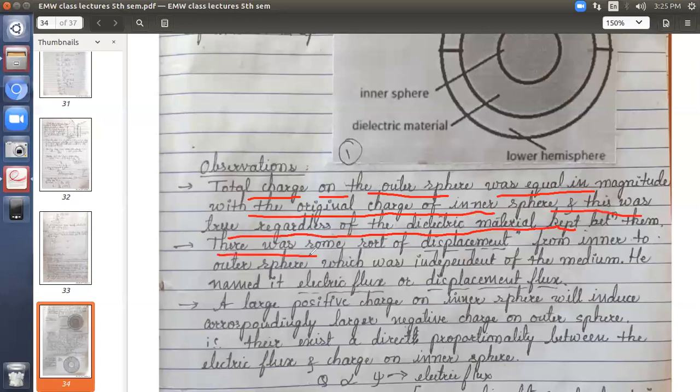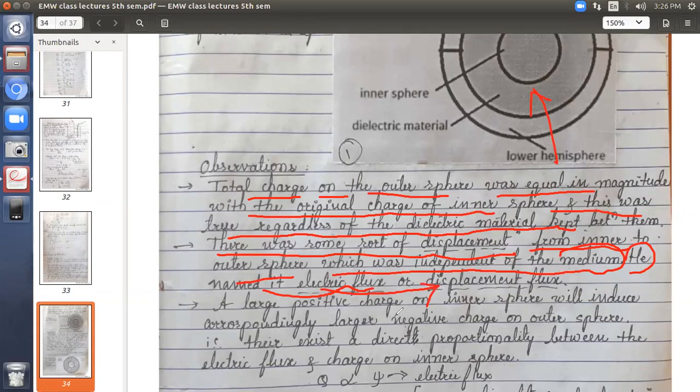So there was some kind of displacement. What is displacement? Changing its position from one place to the other. There was a displacement from the inner to the outer sphere, which was independent of the medium. Whatever dielectric medium it may be, the phenomenon was the same. So he named this electric flux, or sometimes it is called displacement flux.